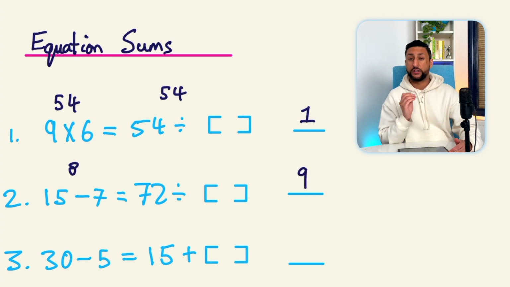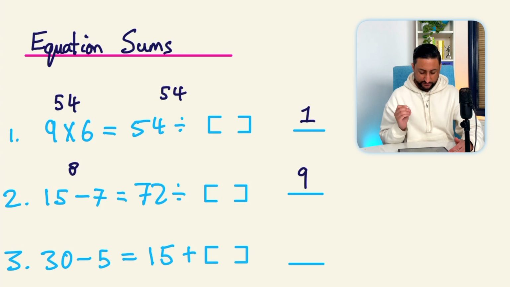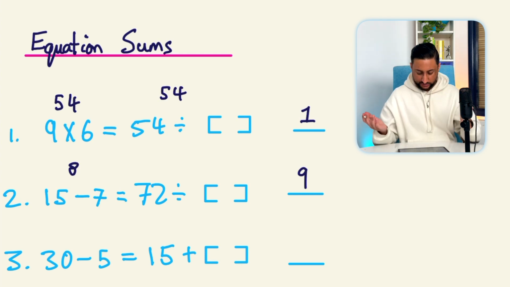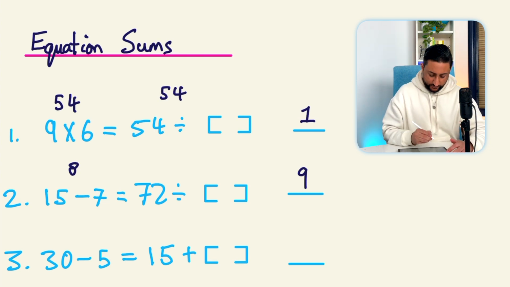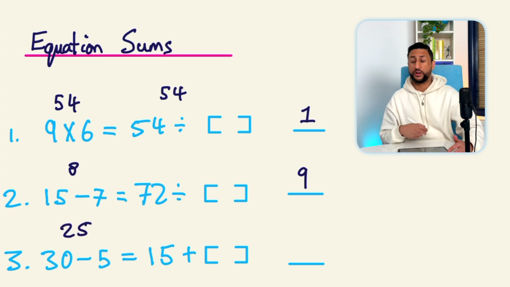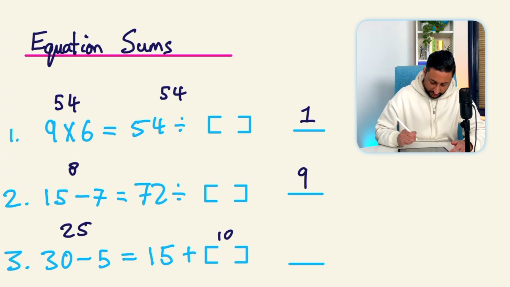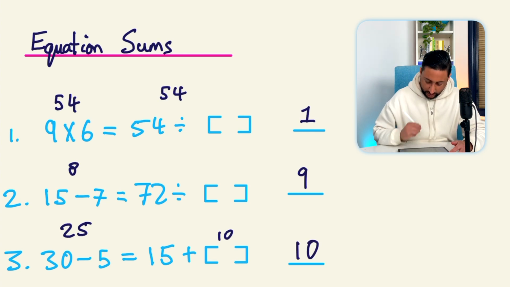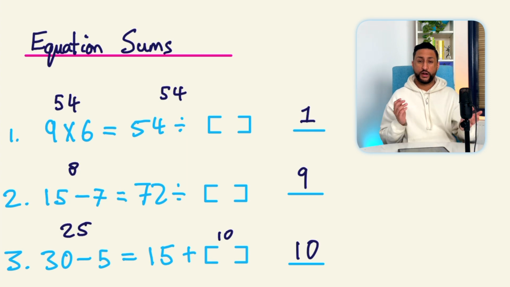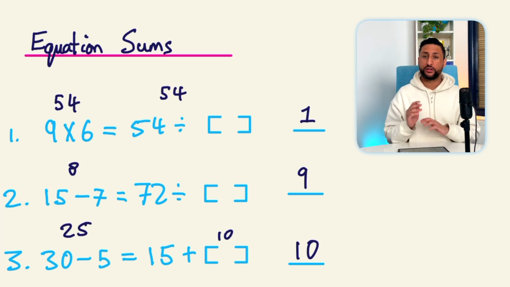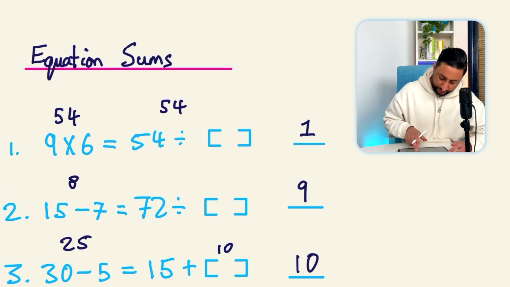And the last of our easy questions, we have 30 minus 5 equals 15 plus something. 30 minus 5 is 25. 15 plus what is 25? 15 plus 10 gives us 25. So both sides are now equal. So those were our 3 basic examples. We're going to move on now to 3 slightly more difficult examples.